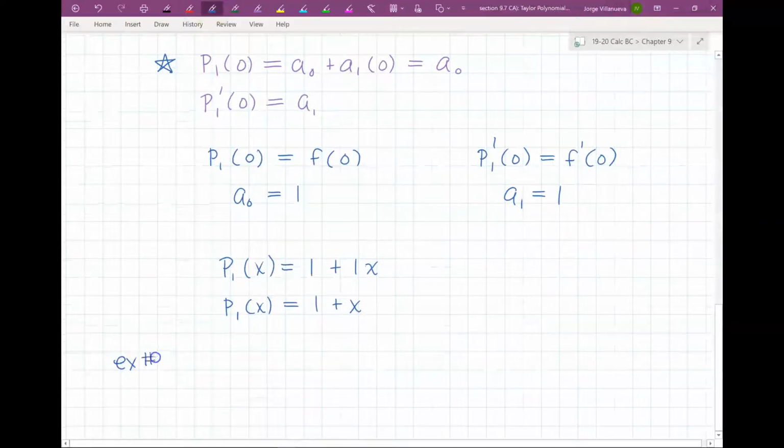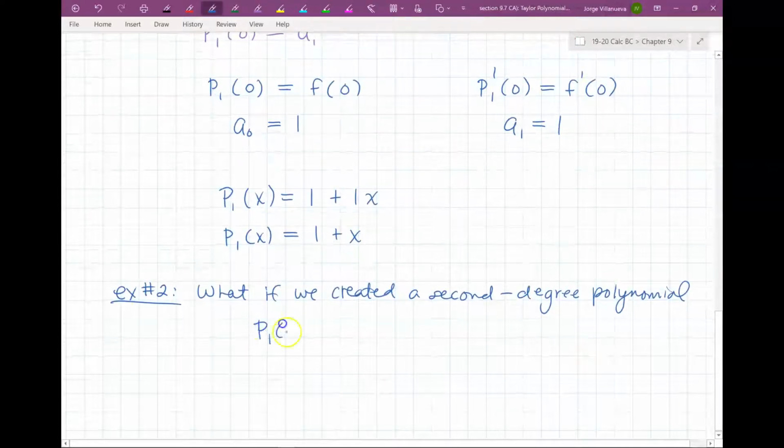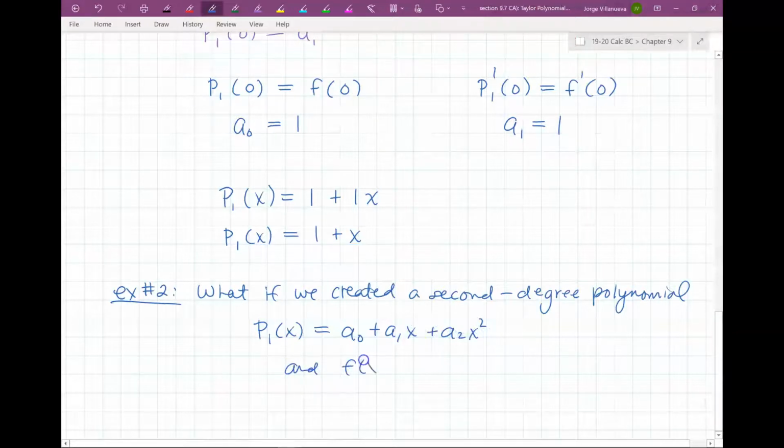Second example. What if we created a second degree polynomial using the following? P sub 1 of x equals a sub 0 plus a sub 1 x plus a sub 2 x squared, and f of x equal to e to the x, at x equal to 0.